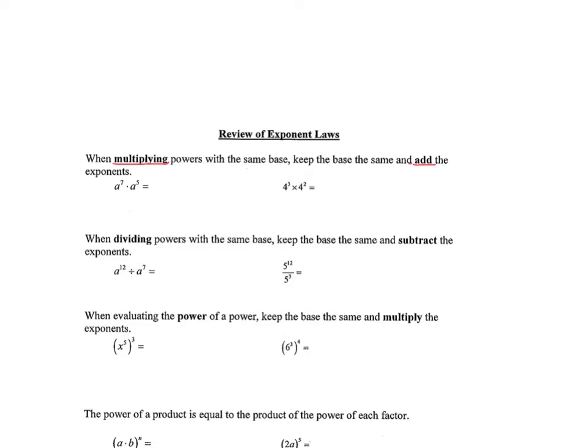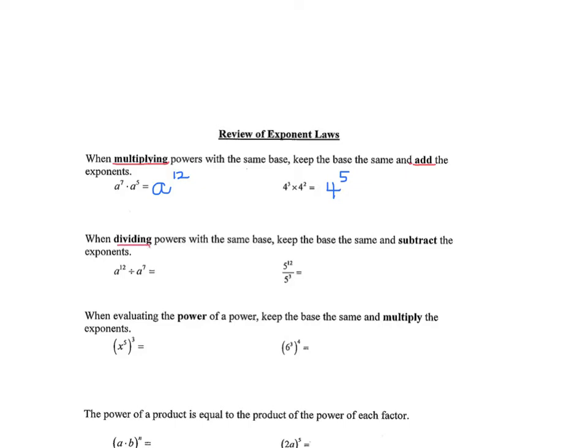So looking at our first example, a to the exponent 7 times a to the exponent 5 can be written as a... Let me fix that. A to the exponent 12. 4 to the exponent 3 times 4 squared can be written as 4 to the exponent 5.